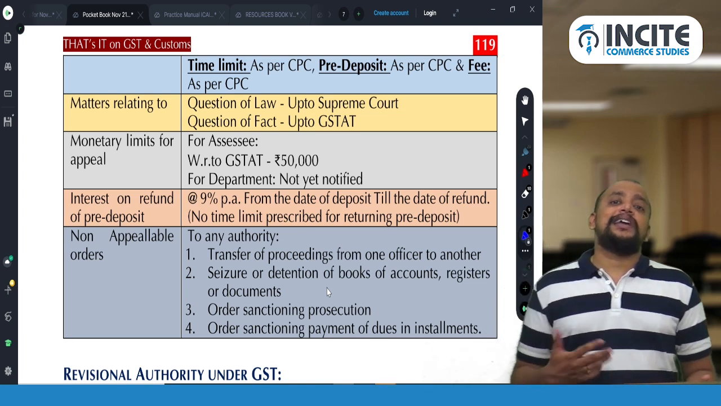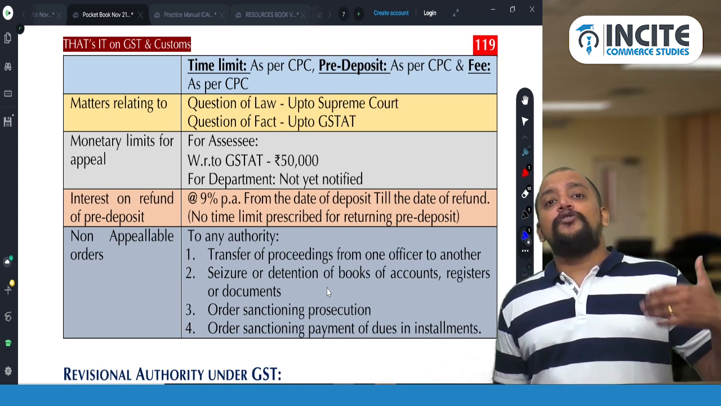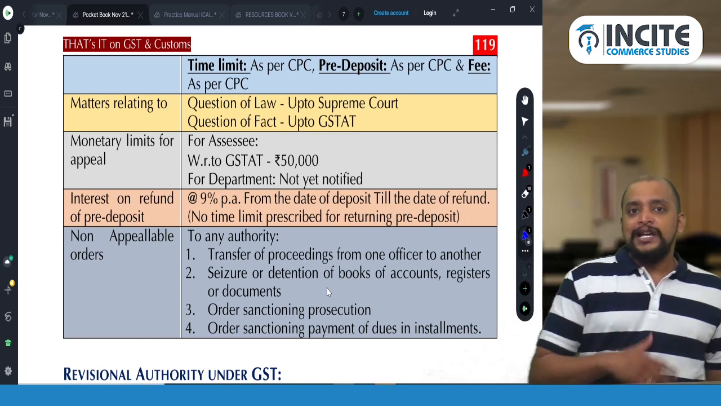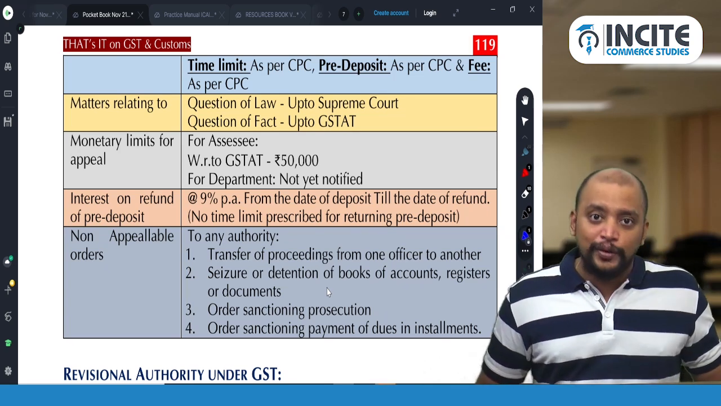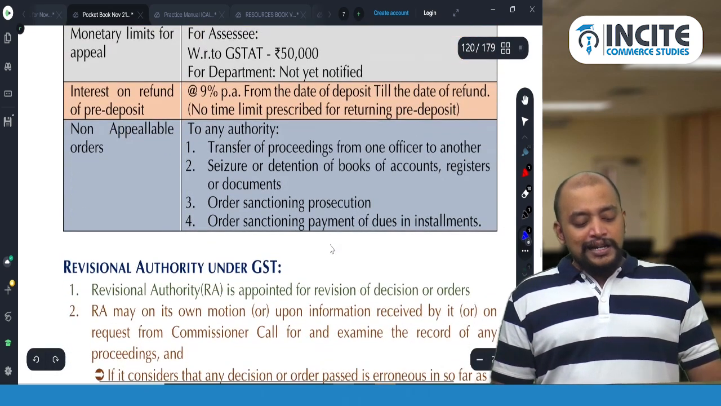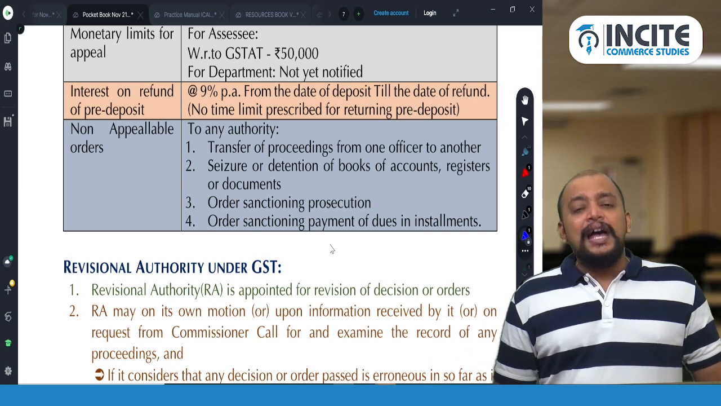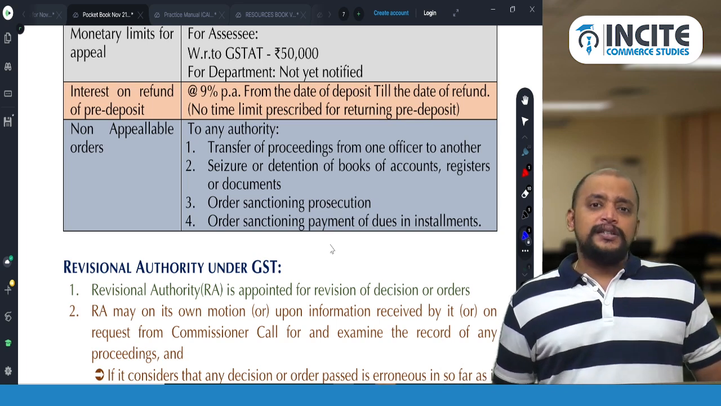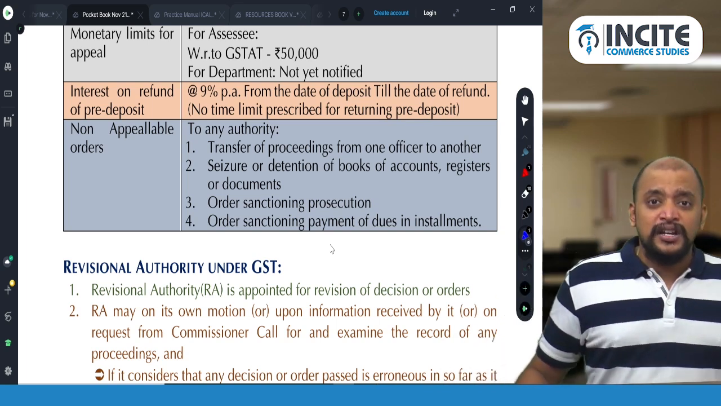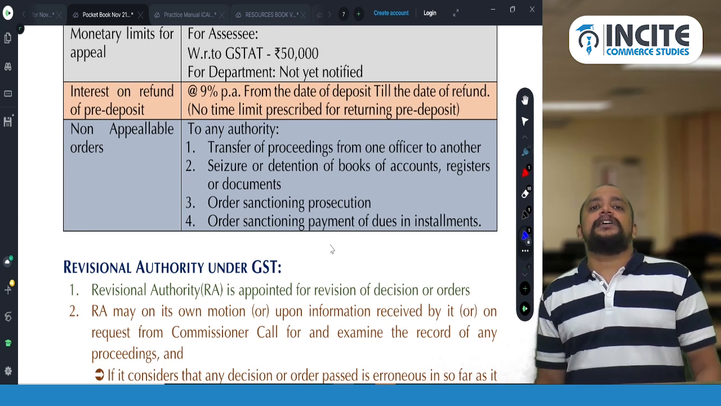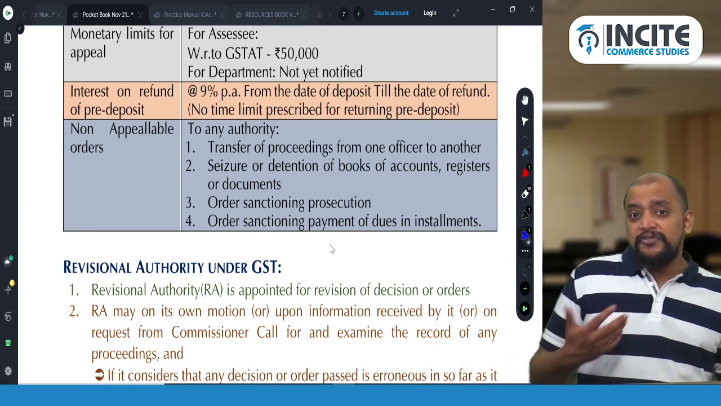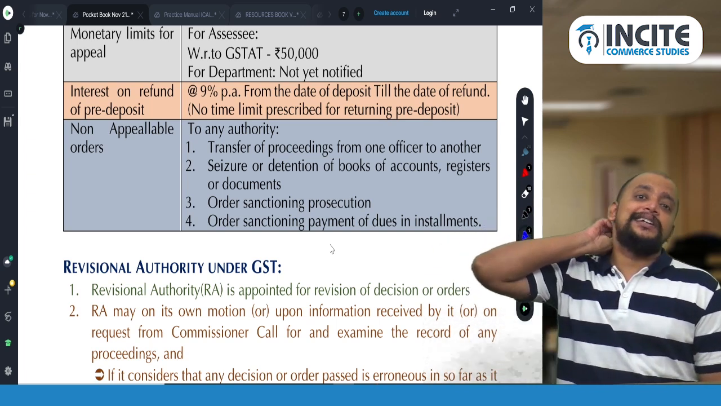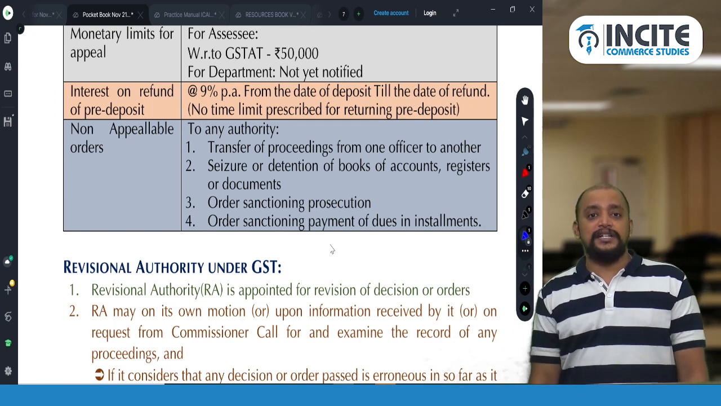For the department, like in income tax, the department cannot go for appeal if the amount does not exceed this much, like that in income tax we have, but that is not there in GST. It is not yet notified in GST. And interest on refund of pre-deposit, actually there is a confusion as to whether it is 6% or 9%, because section 56 talks about the interest in case of pre-deposit at the rate of 9% if it is on account of an order of the appellate authority. So whether it is 6% interest or 9% interest, there is no clarity with respect to this.